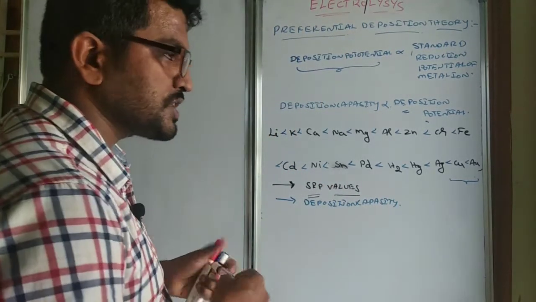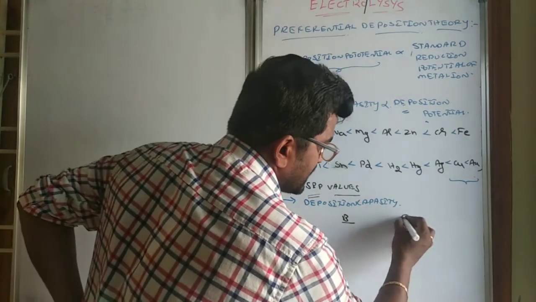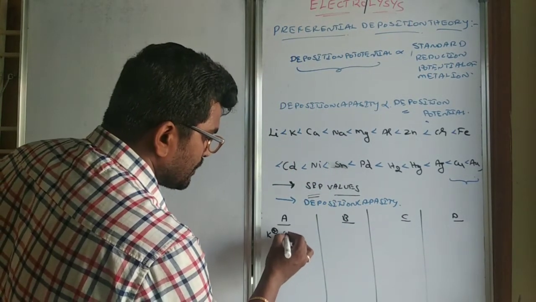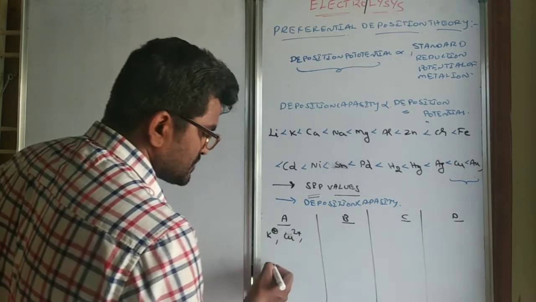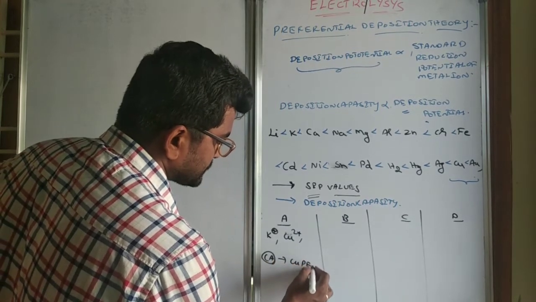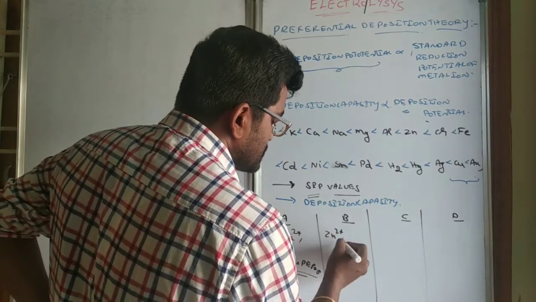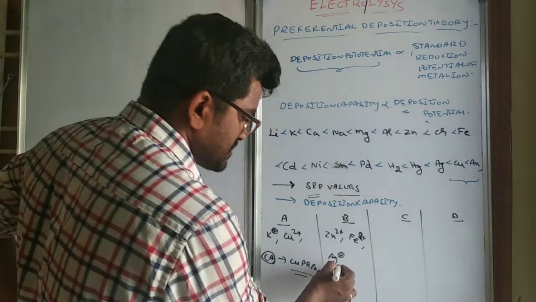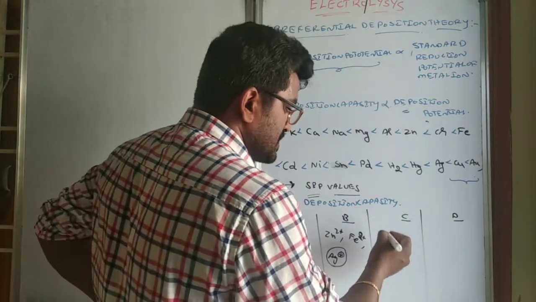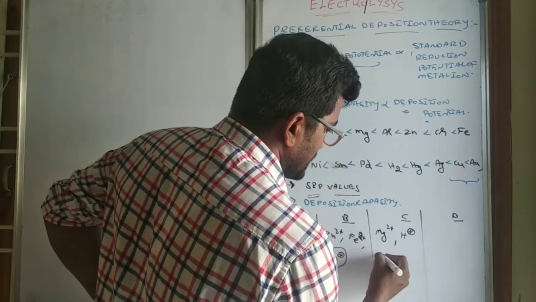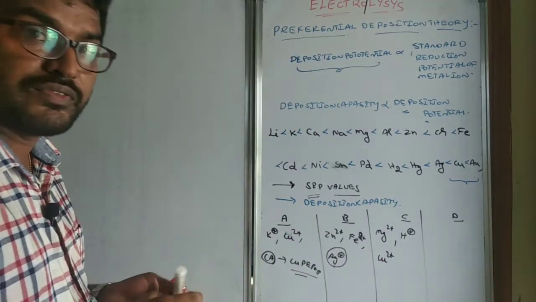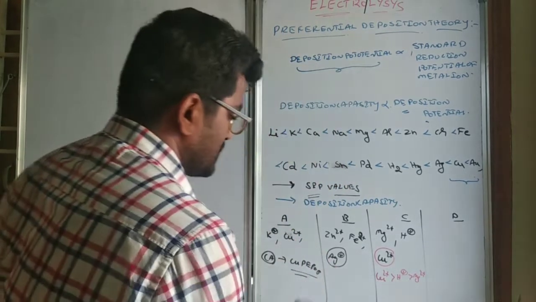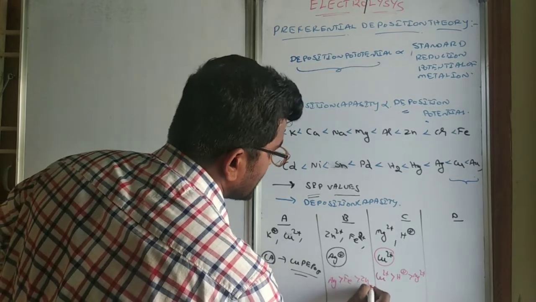Simply see, let us take solutions A, B, C and D, for your understanding. Solution A has potassium ions and copper ions. Which comes to the cathode first? Copper deposits. If a solution has zinc ions, Fe2+ ions and Ag+ ions, silver ions will come and deposit first. If a solution has magnesium ions, H+ ions and copper ions, copper ions will deposit first. So copper greater than hydrogen greater than magnesium. In the other case, silver greater than iron greater than zinc.